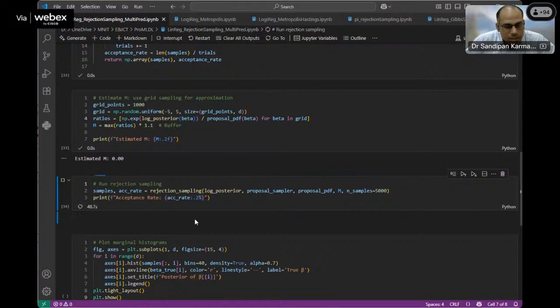Like in logistic regression, as I was telling, the logistic function is not conjugate to the normal distribution, the normal likelihood. So that's why the normal prior and the sigmoid function are not actually conjugate. So that's why you'll be using Gibbs sampling inside.